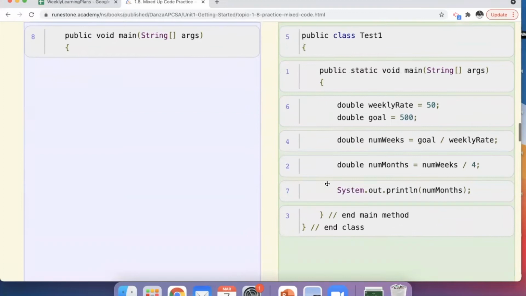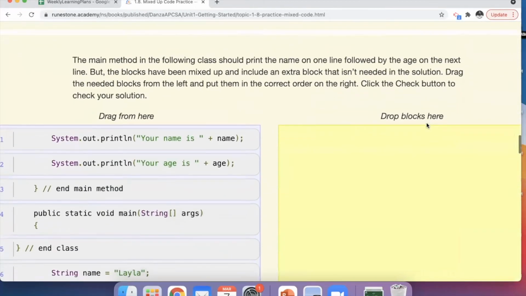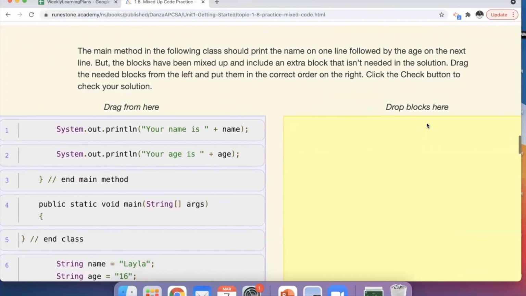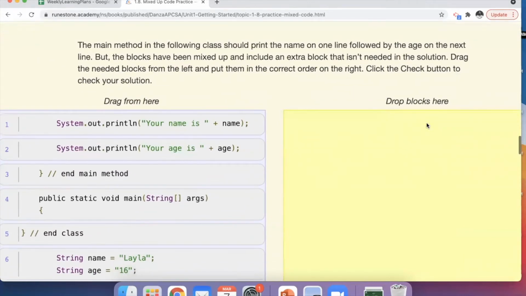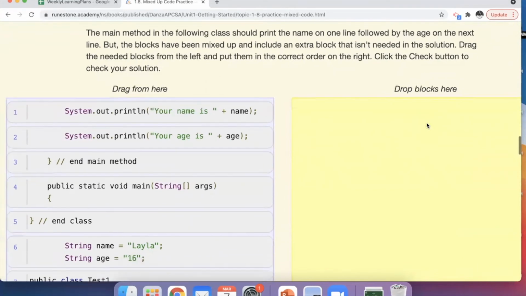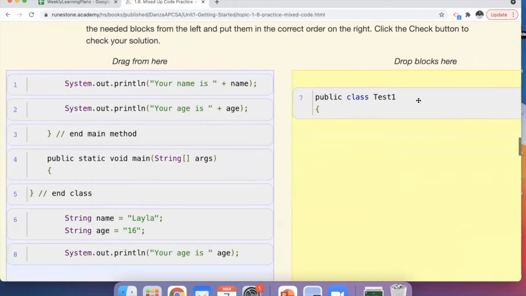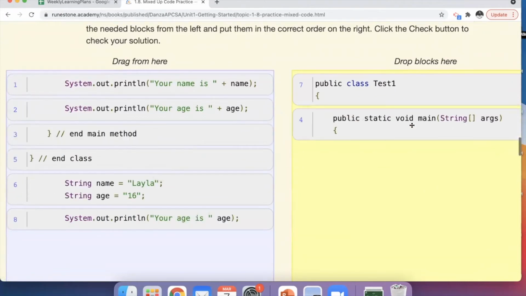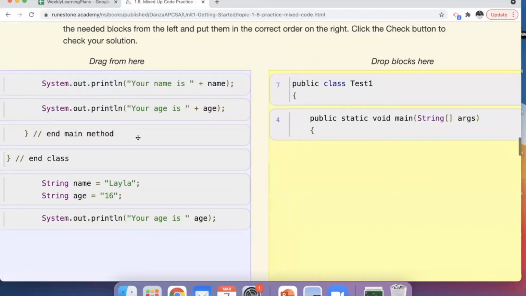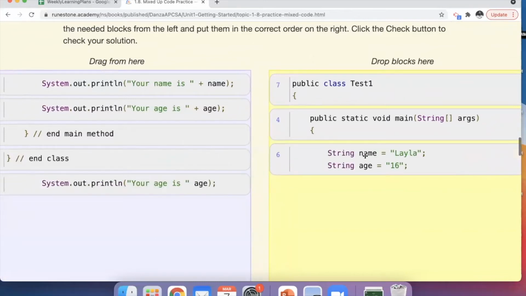All right, the way I'm going through this mostly is by looking and seeing what each variable is required below it, right? In order for this line 4 to work, right, we need a goal. So I know I have to post what the goal is above it. If I don't have the goal, it won't run. Okay, it moves sequentially. Okay, the main method in the following class should print the name on one line, followed by the age on the next line. So I'll open up my class, take my main method here, and I'll have to first declare and initialize Layla, who's 16 years old.